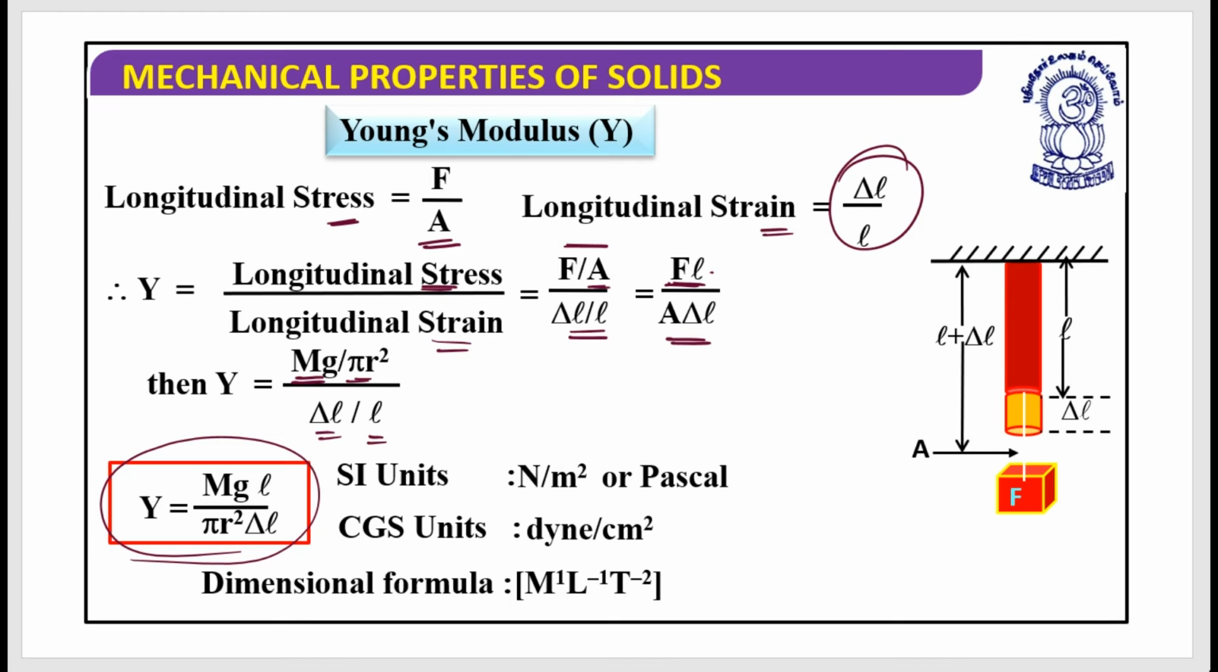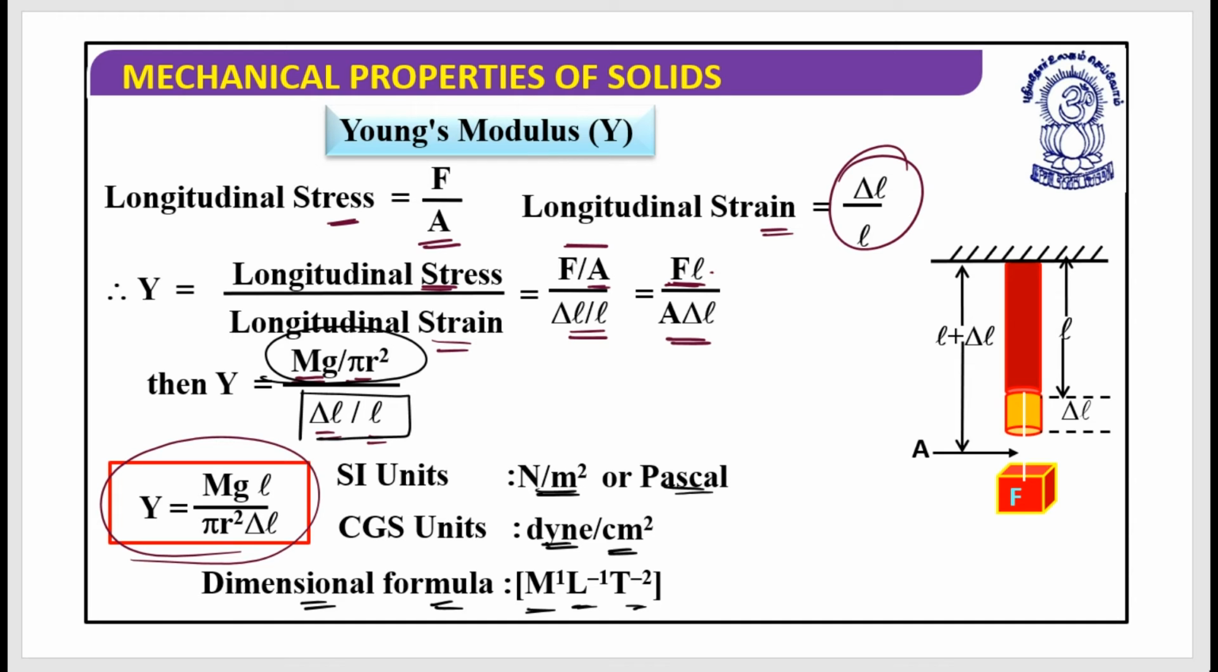Looking at the units, delta L by L is unitless, so only this term has a unit. It's force by area, that means a Newton per meter square, or we can say it's a Pascal. The CGS unit of Young's modulus is dyne per centimeter square. And the dimensional formula of this is M1 L minus 1 T minus 2, that we have derived. I hope this is clear.